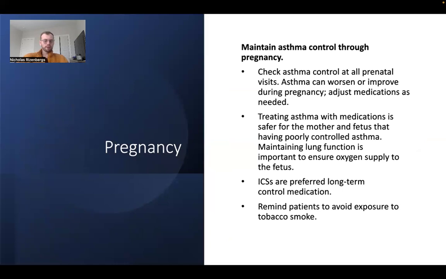So other than the exercise-induced bronchospasm, there's pregnancy. Maintain asthma control through pregnancy. So check asthma control at all prenatal visits. Asthma can worsen or improve during pregnancy, so adjust the medications as needed.